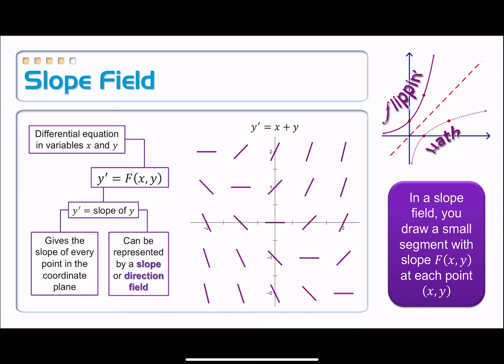And the AP Calculus exam might ask you to generate a slope field by hand. And usually it's not more than about 6 to 10, maybe 12 points, but not too many. And they're always usually pretty easy to plot.